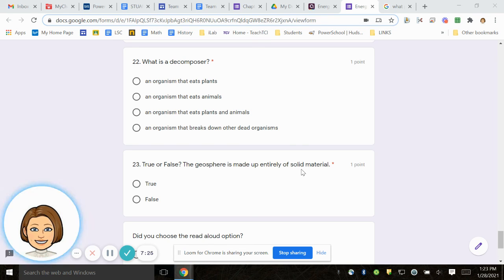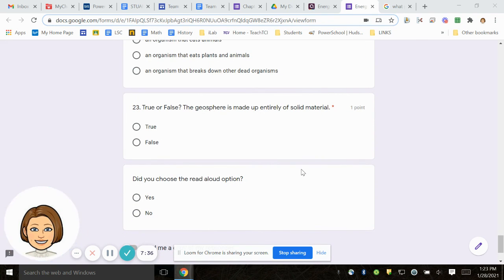Number 23, true or false? The geosphere is made up entirely of solid material. True or false? And then last but not least, don't forget to choose yes or no if you had the read aloud option.